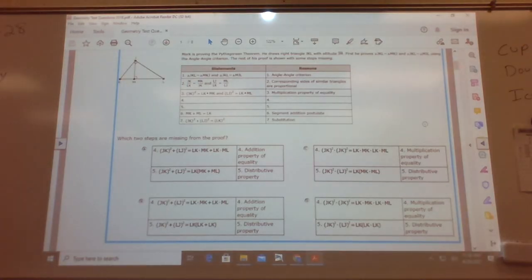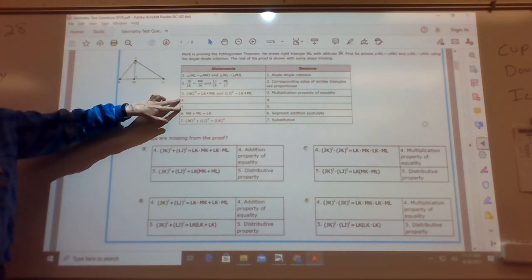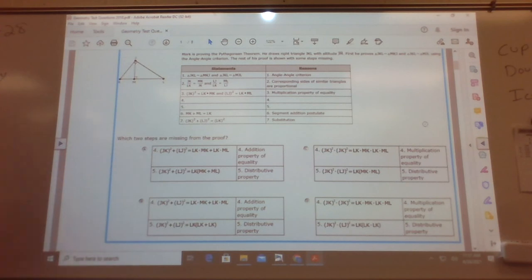I have a few proofs on the test. Now, like I said before, proofs are set up a couple different ways. This particular proof is set up as a multiple choice. We've got two things missing, line 4 and line 5, and they give us the possible choices for line 4 and line 5. So that's one of the possible ways that they can set up a proof.